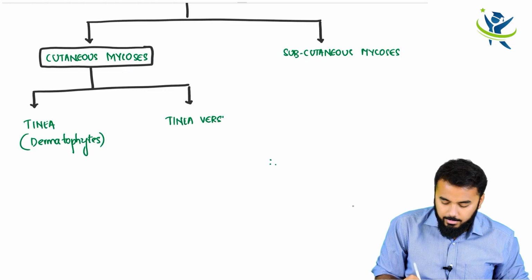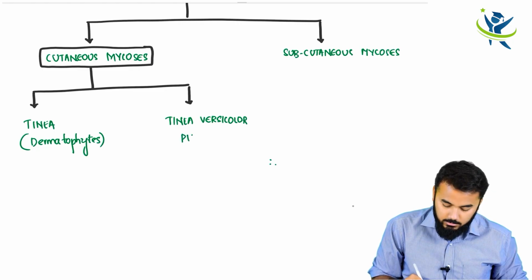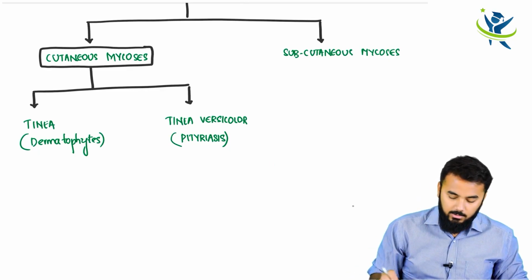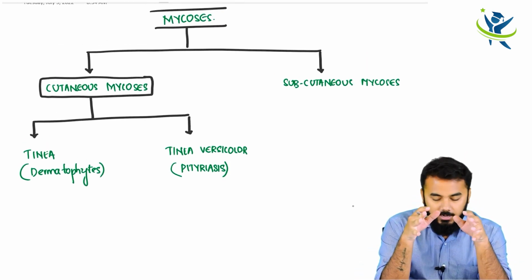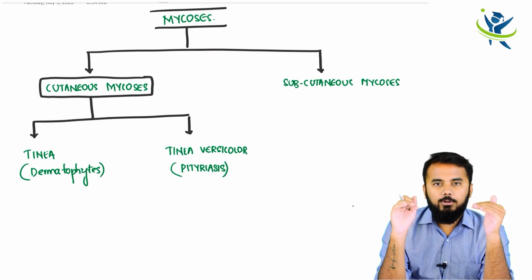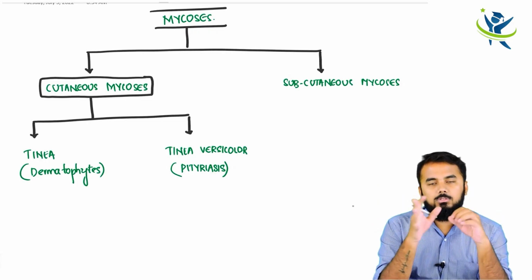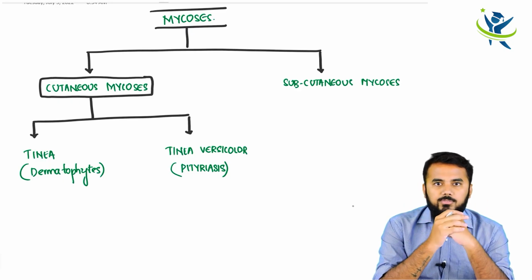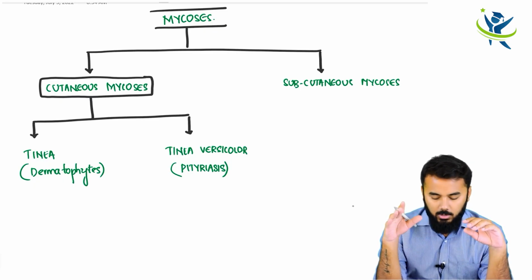Tinea versicolor is also called pityriasis versicolor, or simply pityriasis. So overall, a group of fungal infections called mycoses is divided into two subgroups: cutaneous mycosis and subcutaneous mycosis. Within cutaneous mycosis, there are two subgroups of infections: tinea infections and tinea versicolor, which is also called pityriasis.